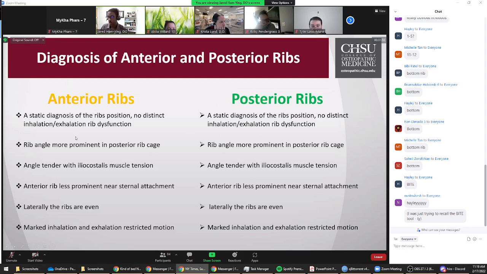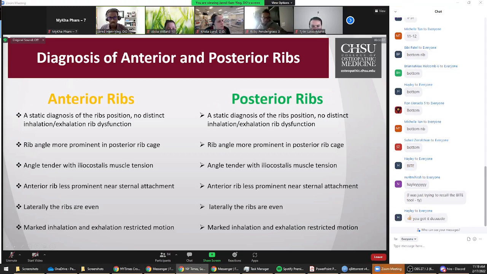Okay, so for the anterior rib, you're going to have that rib angle being less prominent in the back because it's going to be forward. You can still have some tenderness over these muscles, but likely more so in the anterior aspect of the chest. So over the pec minor, for example, if it's one of those upper ribs. The anterior rib will be more prominent at that sternal attachment. Laterality will still be the same, okay? And then you're going to have that restriction with inhalation and exhalation. Again, sorry about that. Not sure why that happened.